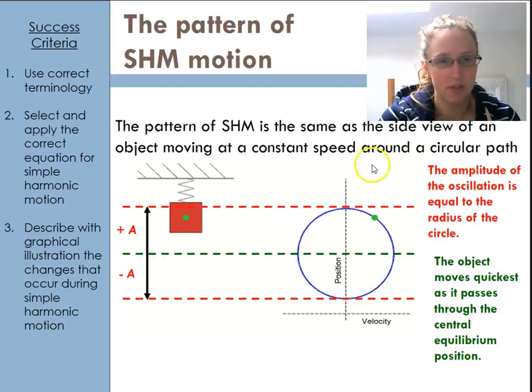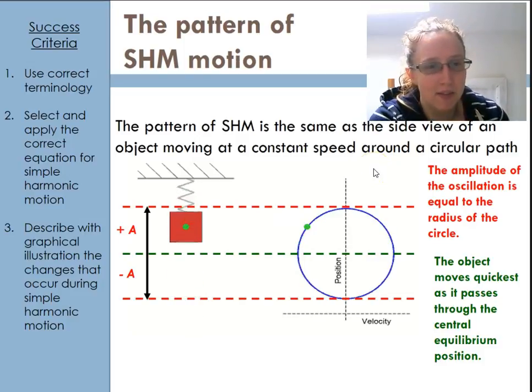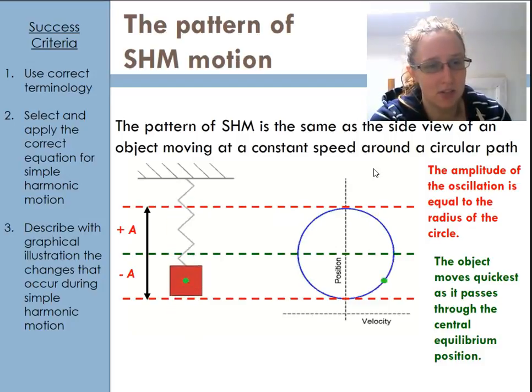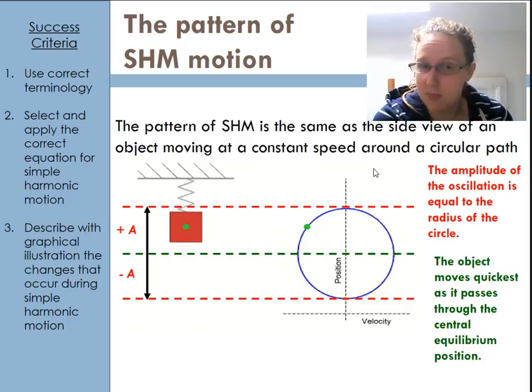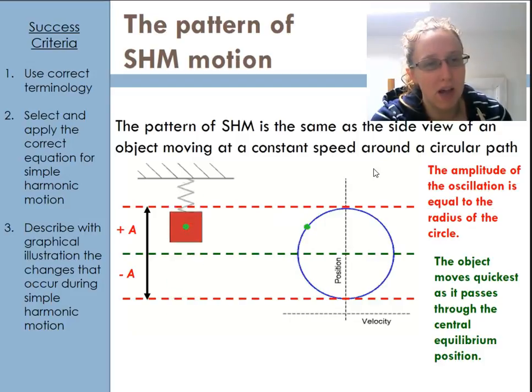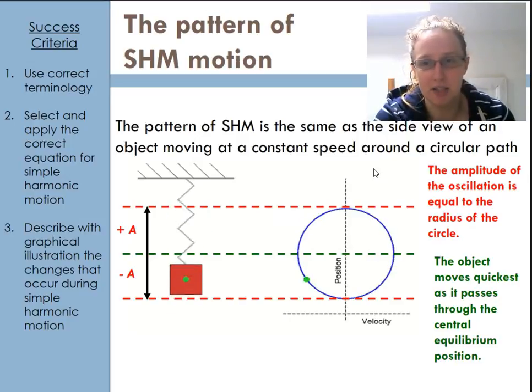Okay, if I just pop some lines on, it might make it a little easier to see. We could consider that the amplitude of the oscillation is equal to the radius of the circle. If you look, when they're both at the top, they're both at the top. When they're at the bottom, they're both at the bottom at the same time. They also both pass through the equilibrium position, which is the green line, at the same time. Now, importantly for those of you doing SHM, you should be able to think about the way it's moving and realise that it's going to be moving its fastest when it goes through the equilibrium position. So that's something to bear in mind.